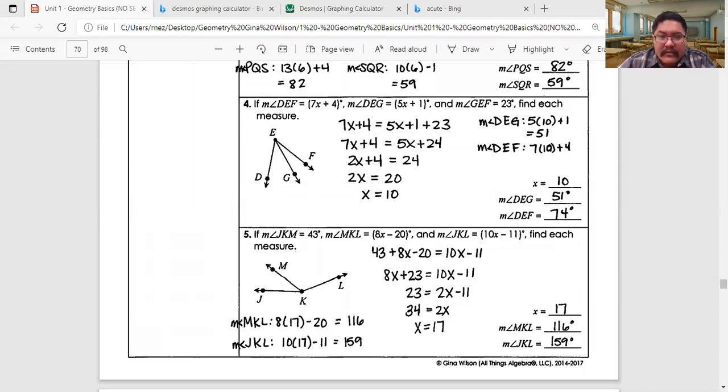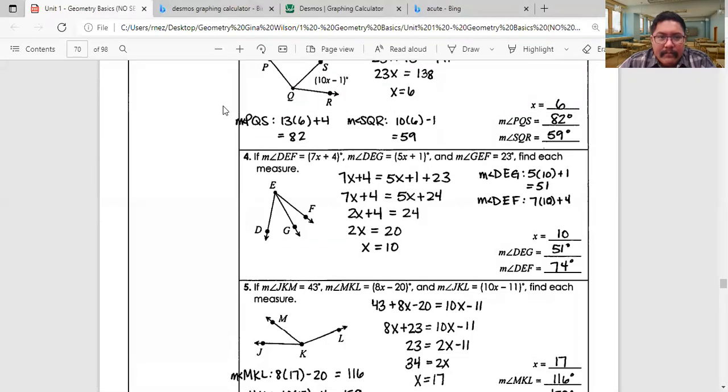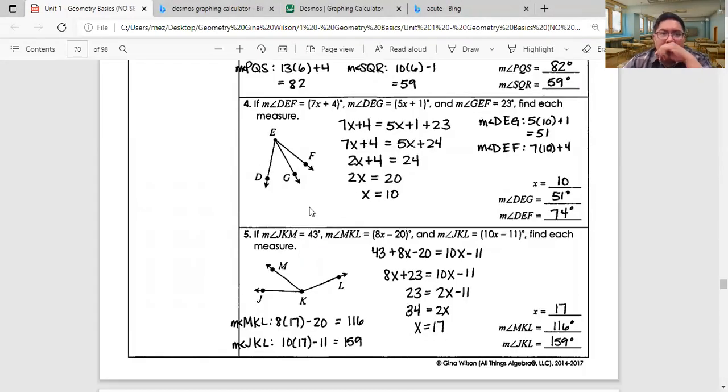All right, let's go ahead and go over it. So let's just see what we have here. Number 4, measure of angle DEF. That's the whole thing, it is 7x plus 4. Measure of DEG is 5x plus 1. GEF, well, they're going to make it easy on us this time, and they're just going to say 23 degrees. Find the measure of each angle. So we're going to use the addition postulate. We know that this is the full one, right? DEF is the full angle, both of them put together.